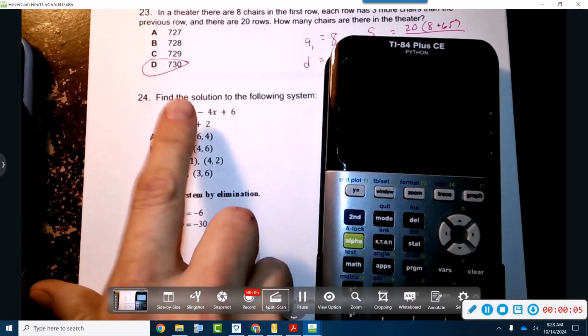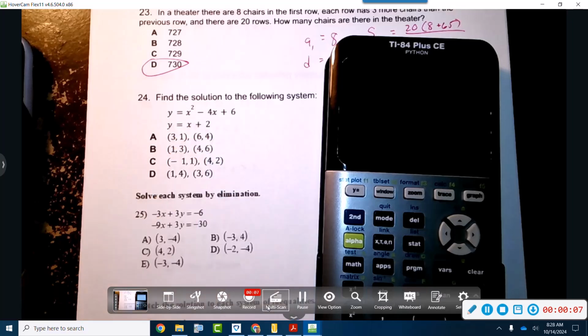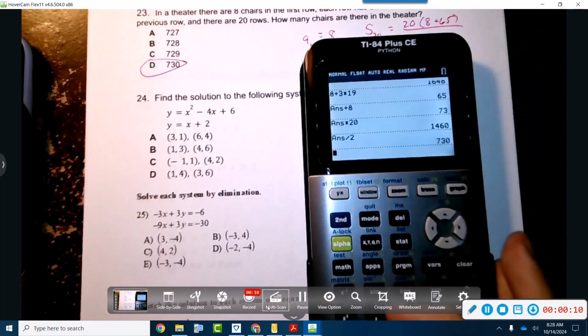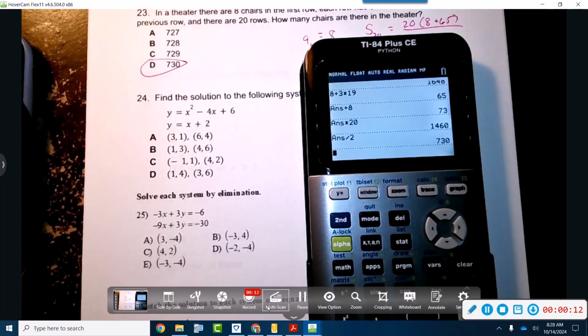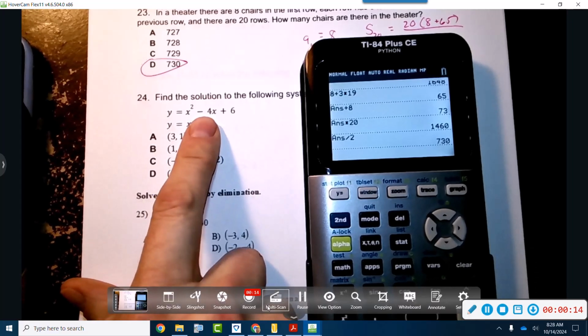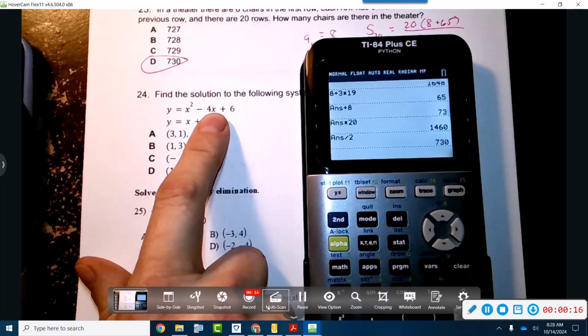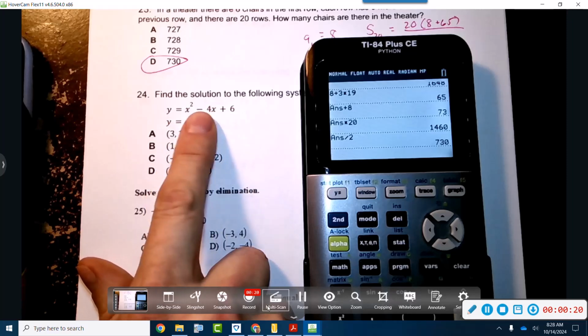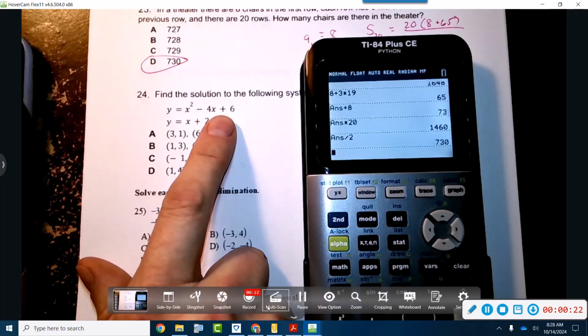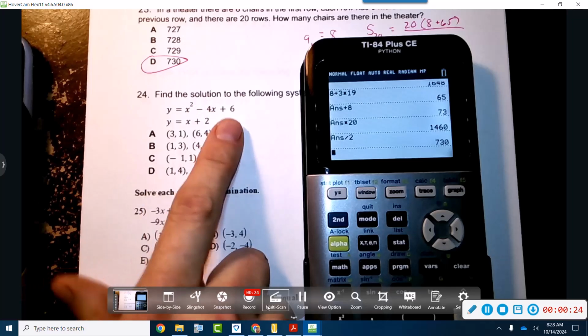Alright, looks like we have a quadratic and linear system here. So we go straight to the TI-84. We don't know how to graph this yet. We're going to learn how to graph a quadratic in standard form. You guys graphed in vertex form, which you should see parentheses or something like that. But this guy does not have parentheses.